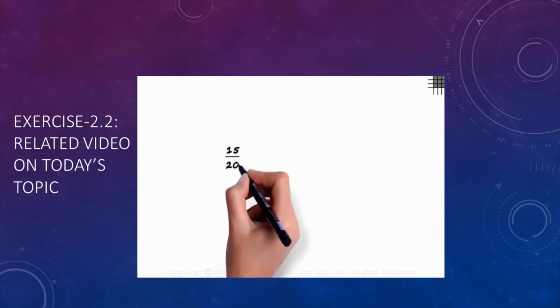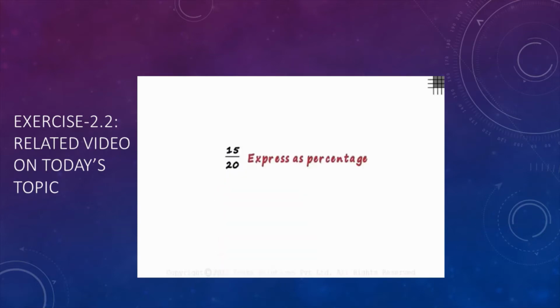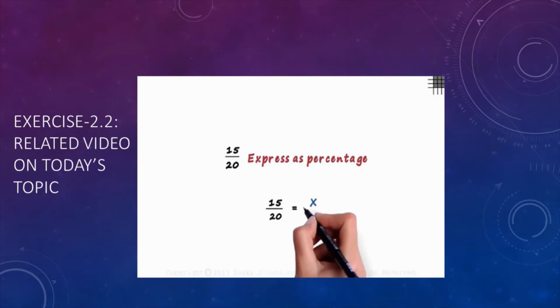15 by 20 as a percentage. We know that if we have to express something as a percentage, we have to make its denominator equal to 100. So 15 by 20 should equal some number x by 100. To find the percentage, we just have to find out what this x is.